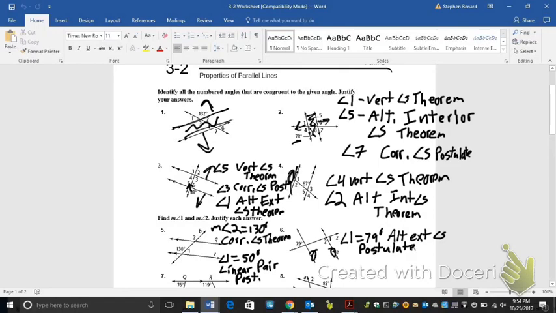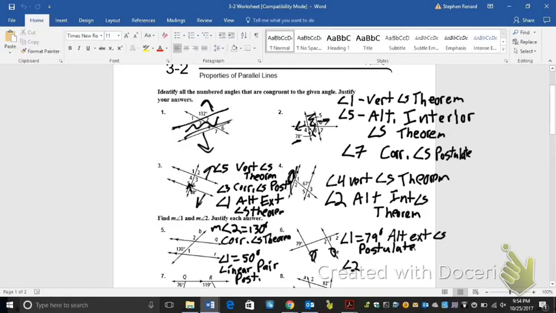is when two parallel lines are crossed by a transversal. So here we've got our two parallel lines, we've got our transversal. And all we're saying is then that alternate exterior angles are congruent. That's the alternate exterior angles theorem. You should have written it down yesterday.